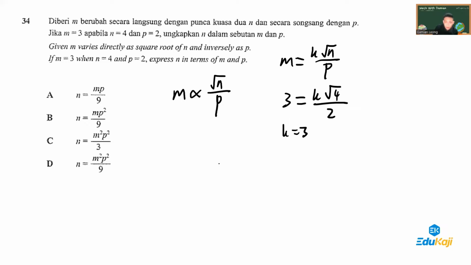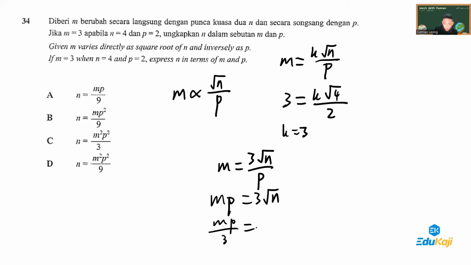Means M is 3 square root of N over P, but they want N in terms of M and P. Bring up the P, bring over the 3, MP over 3 equals square root of N. Then bring over the square root, so opposite is square. So M square, P square, 3 also square. M square, P square over 9. Answer D.